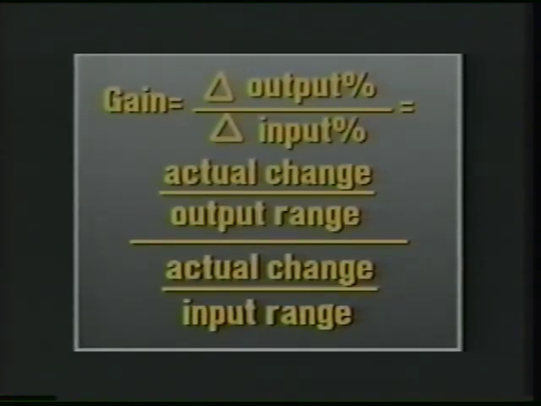To use percent in computing output gain, both the input and output spans must be defined. Therefore, gain equals the change, or delta, in output percent, divided by the change in input percent, which is to say the actual change in output divided by the total range of output, divided by the actual change in input divided by the total range of input. The output range is the calibrated span of the sensor, which is typically 4 to 20 milliamps.